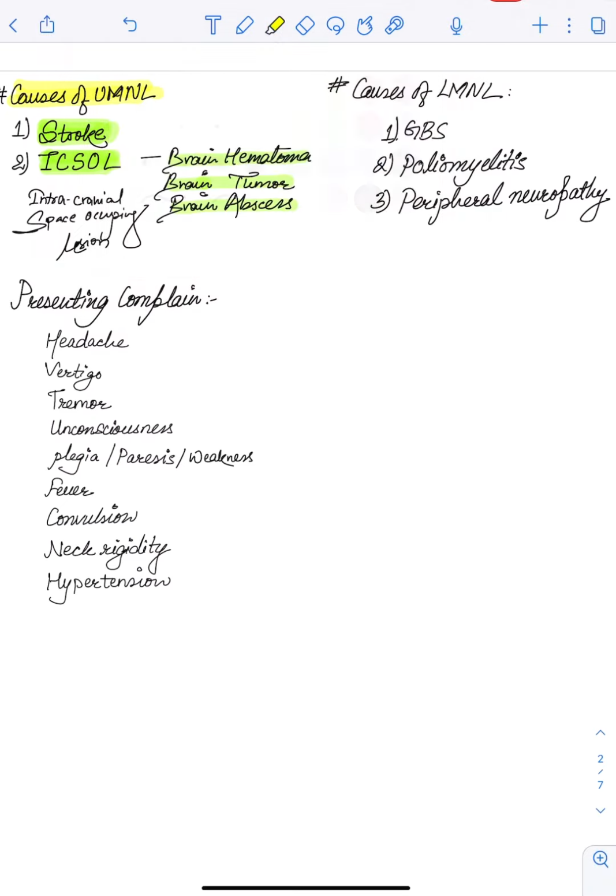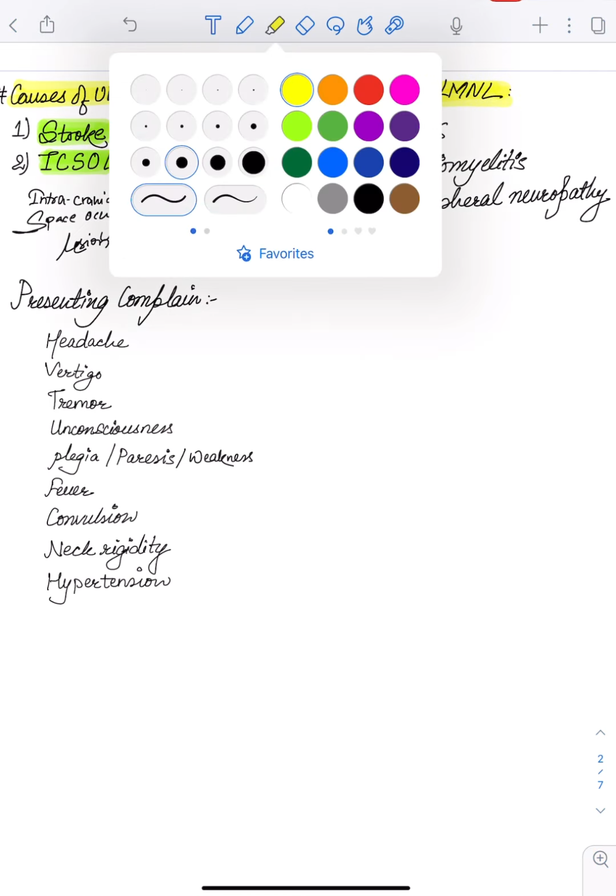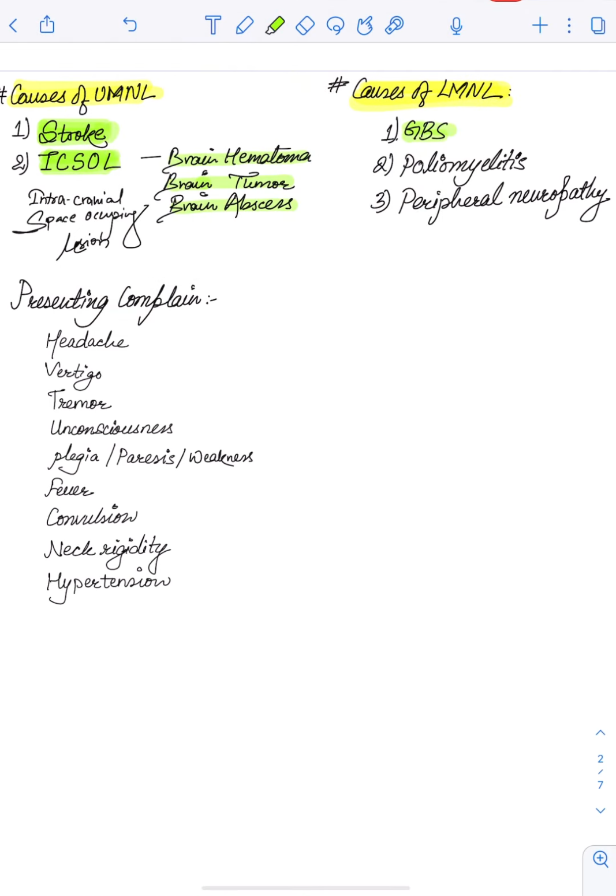Let's go to lower motor neuron lesion causes. These may be GBS, that is Guillain-Barré syndrome, poliomyelitis, and peripheral neuropathy. If you know this much, and know it well, it's more than enough for an MBBS student. So causes of upper motor neuron lesion are stroke and ICSOL, like brain hematoma, brain tumor, brain abscess, and causes of lower motor neuron lesion are GBS, poliomyelitis, peripheral neuropathy.